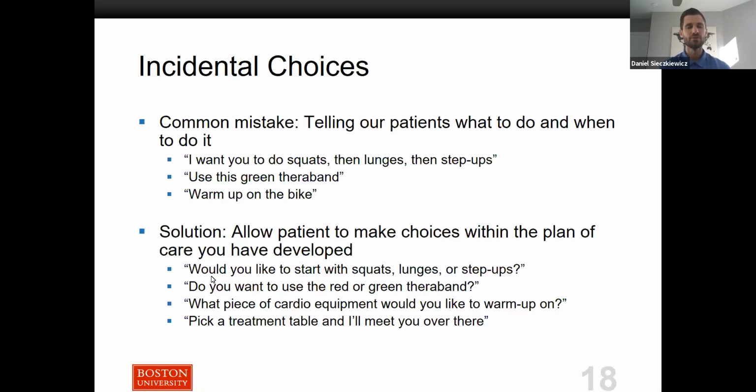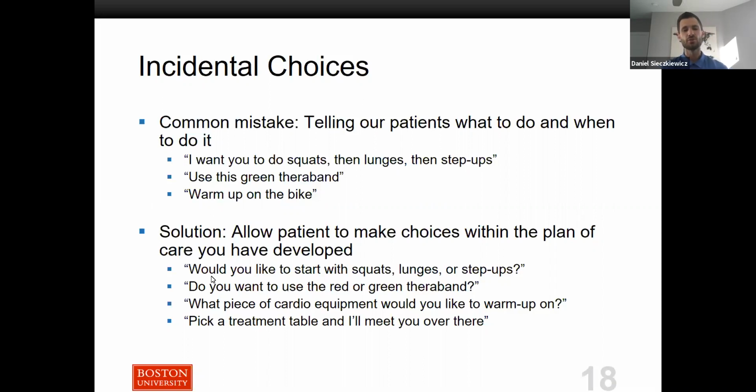Also, allowing the patient to make incidental choices. So a common mistake is telling our patient what to do and when to do it. I want you to do squats, then lunges, then step-ups. Use this green TheraBand for your clamshells. Warm up on the bike. So rather than us as the clinicians making these choices for our patients, allow our patient to make these choices, but within the plan of care that you've developed.